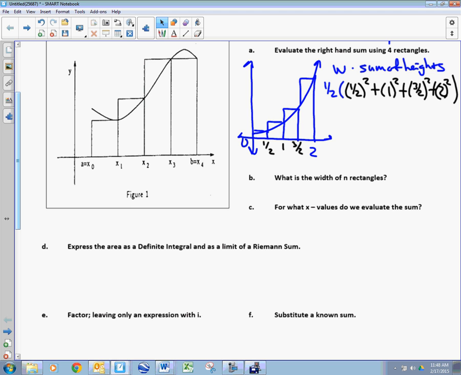The question is, if I have 4 rectangles, the width was 1/2. The question is, what's the width of n rectangles? Yes, Kimball, how did you get 2 divided by n?